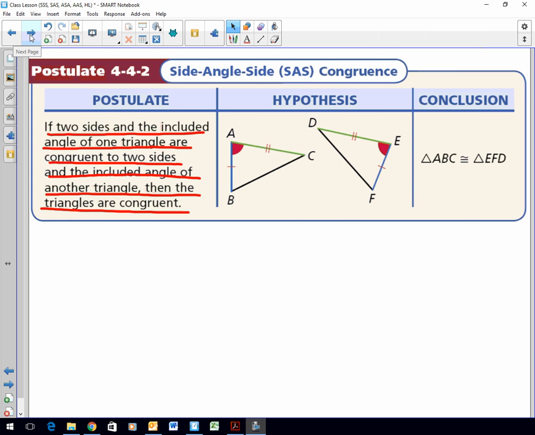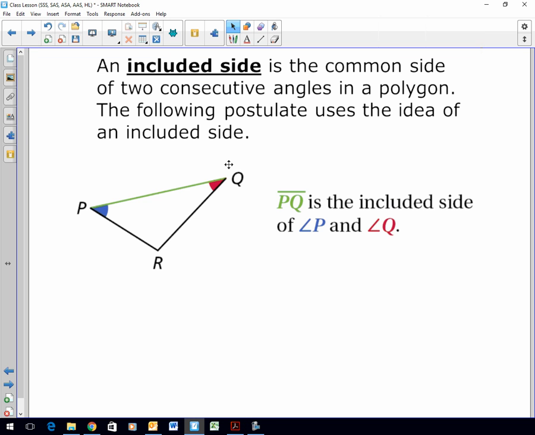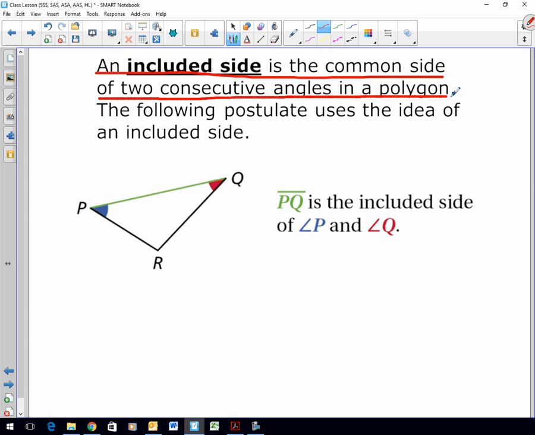All right, side, angle, side. You might want to write this down because we haven't talked about it yet. Don't worry, Allison, it's going to be okay. This class does not last forever, I promise. All right. An included side is the common side of two consecutive angles in a polygon. Did you write that? Yes. You write that down.